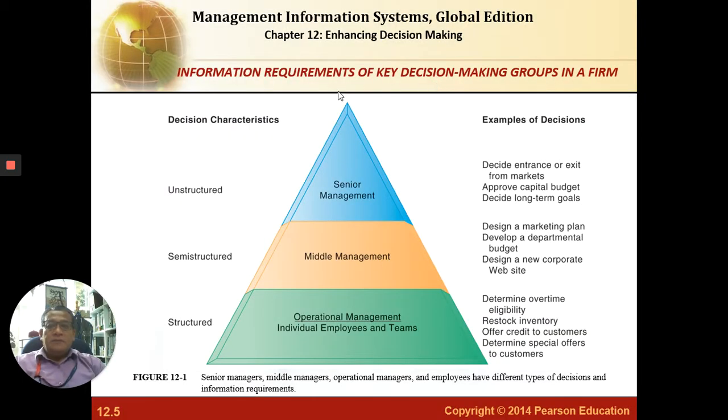Okay, if we take a look at the decision characteristics and examples of decisions by the three layers of managers, for example senior managers, middle managers, and operational managers, you can see that these three layers are making different types of decisions supported by an information system. For example, in the retailing industry, an operational manager, like a stock manager, will determine the level to restock the inventory. They will determine what kind of credit you could offer to a customer. So these are the first layer of decisions made by perhaps a store manager.